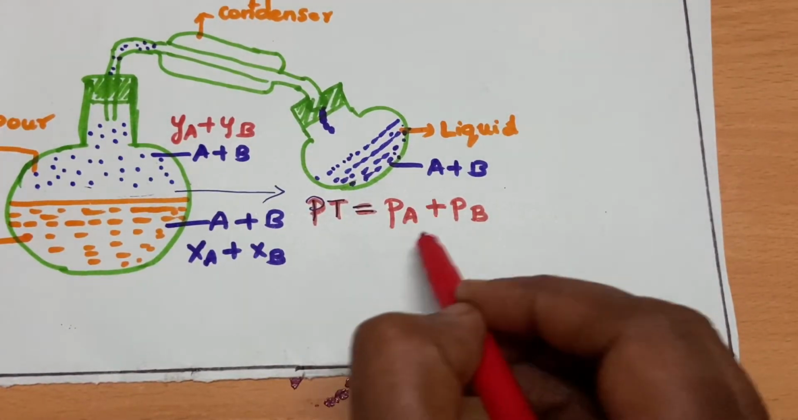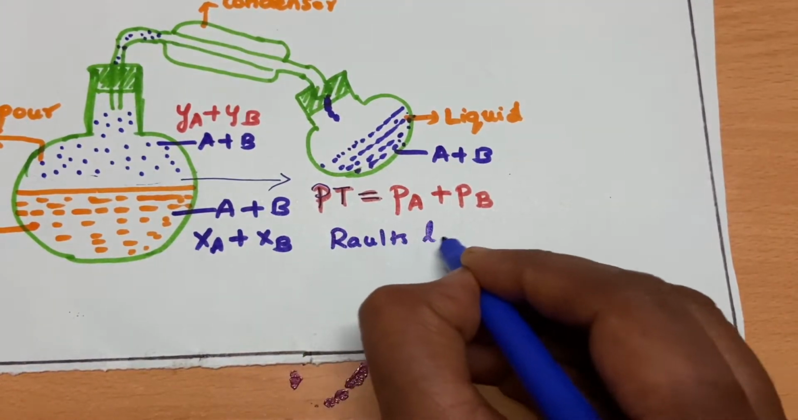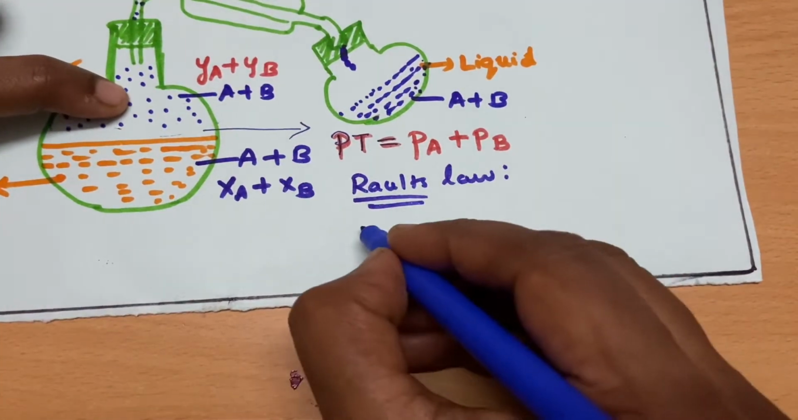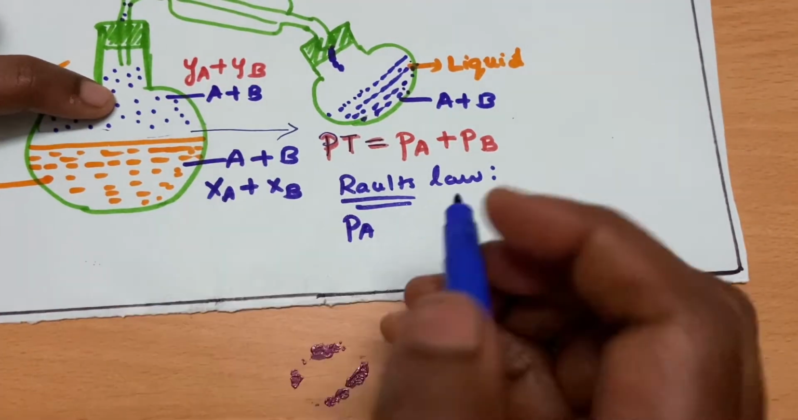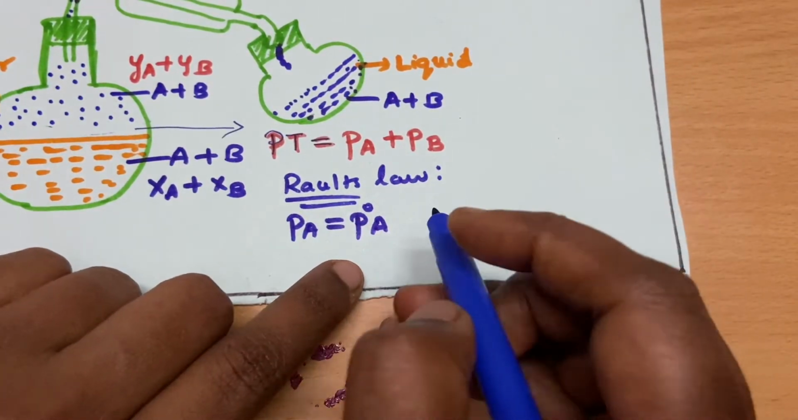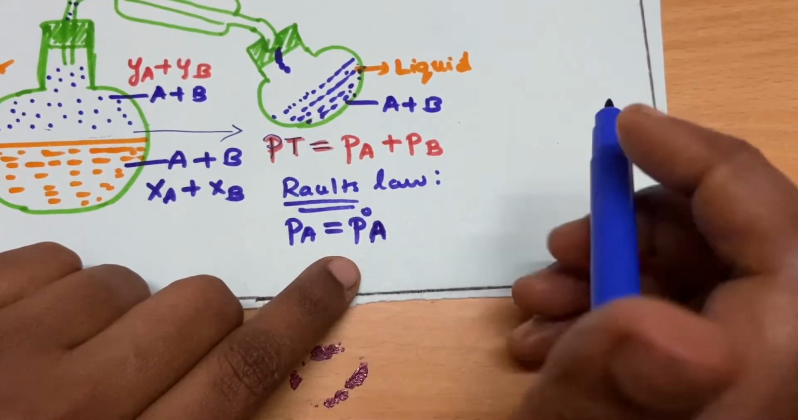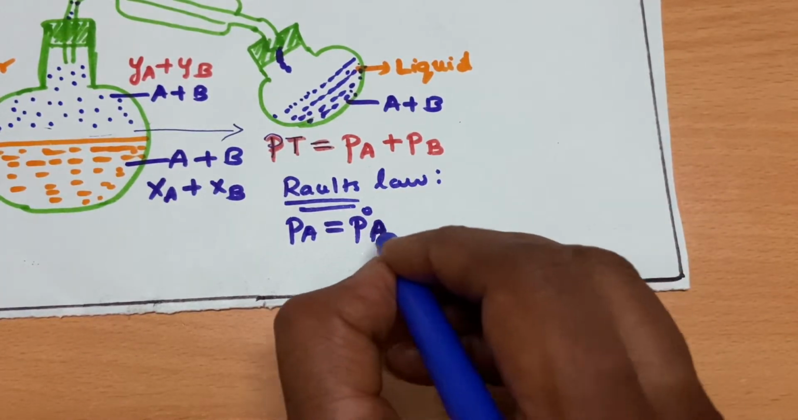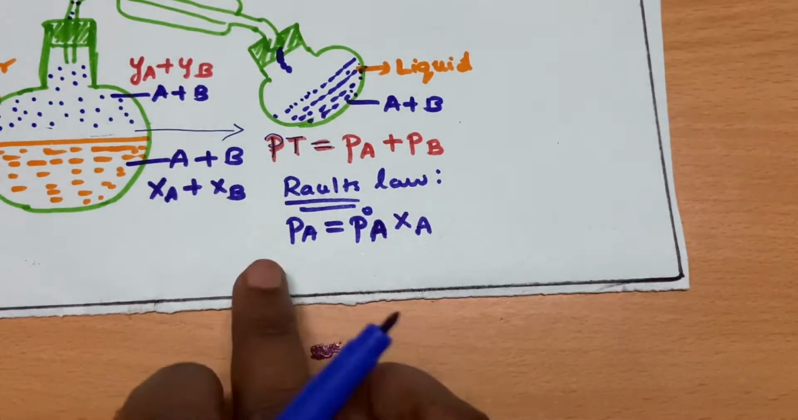How to find the partial pressure? We know Raoult's law. What does it say? The partial pressure of molecule A will be proportional to its mole fraction XA, and that proportionality constant is the vapor pressure of A in its pure state. We should not say partial pressure for the pure state, only when it is mixed can we say that. So the partial pressure is equal to the vapor pressure in its pure state multiplied by its mole fraction.